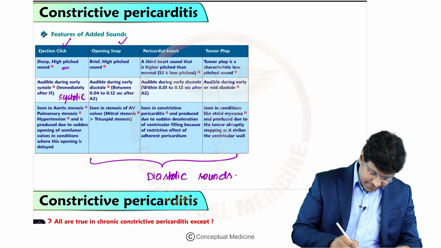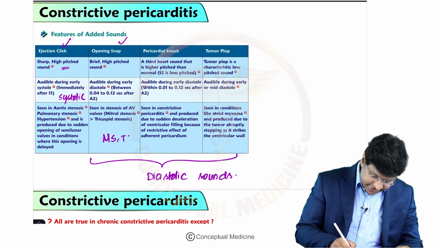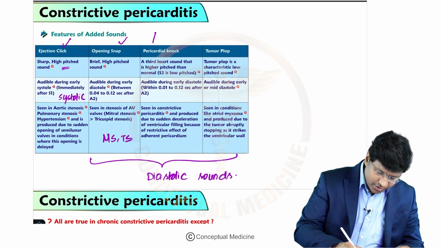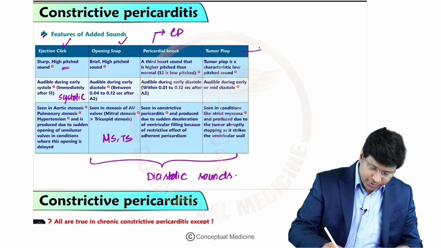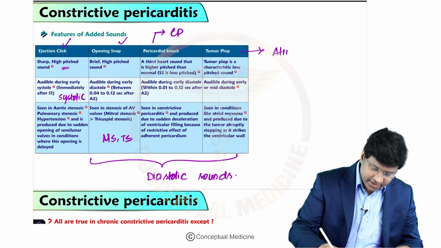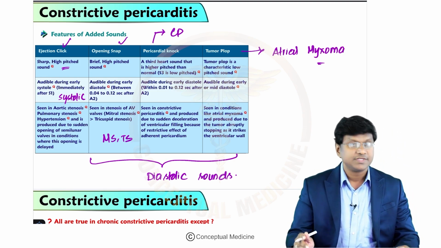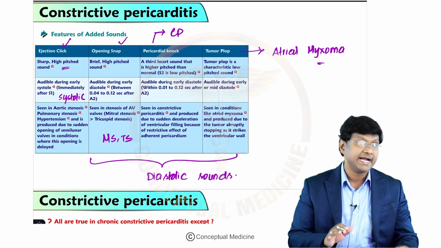Opening snap, you will listen to in mitral stenosis and tricuspid stenosis. Pericardial knock, you will listen to in patients with constrictive pericarditis. Tumor plop, you will listen to in patients with atrial myxoma. So that is about the tumor plop. So these are all the added sounds.